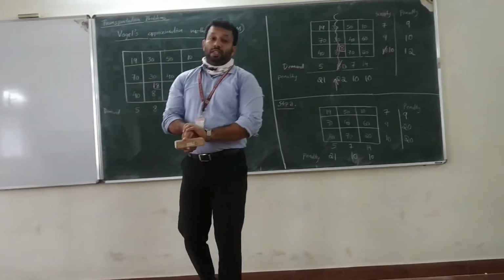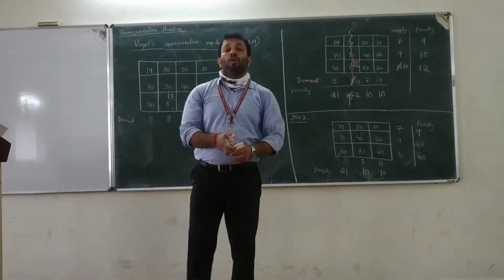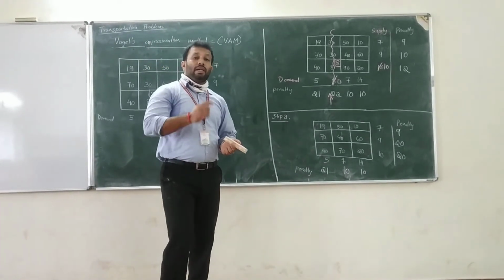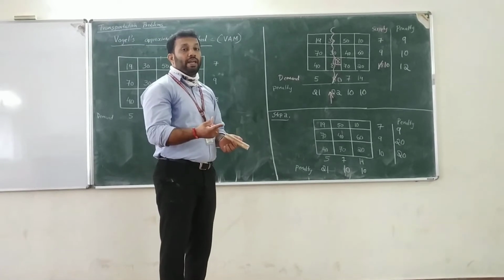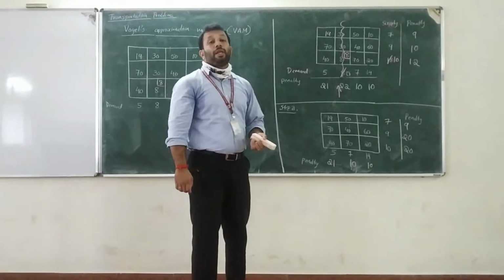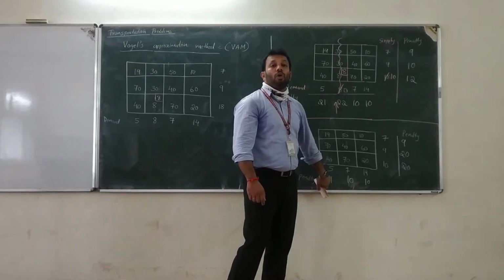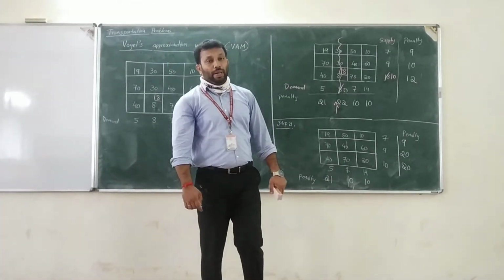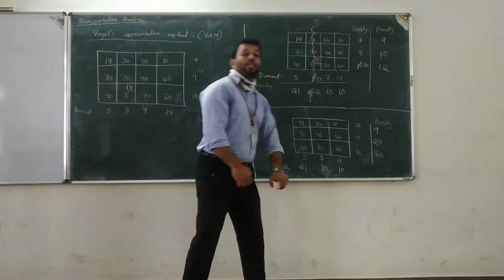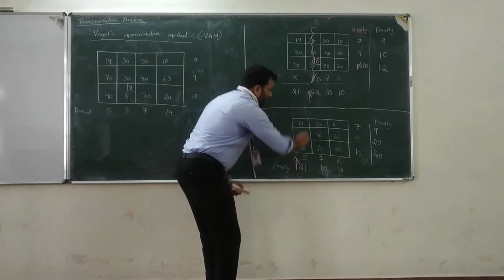Now coming to the important step. Out of all these penalties, whichever is highest, we are going to select that row or that column in order to identify the allocating position, or in order to identify the minimum cost. So here the highest penalty is 21, 10, 10, 9, 20, 20. So the highest penalty is 21. So we are going to select this particular column.